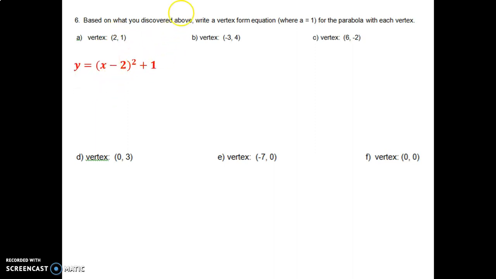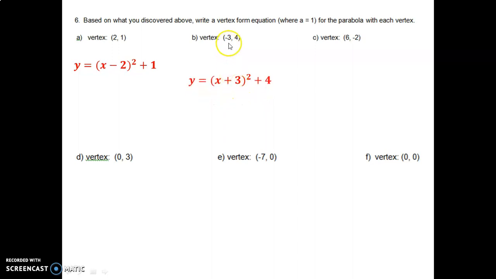Okay, it will be like this. All right, so there's vertex form. We have that form where we have the x thing here, the y thing here, and the vertex tells us positive 2, that this is going to be negative 2 here, and positive 1 there, that's going to be a 1. Okay, what's the vertex form equation of this one?